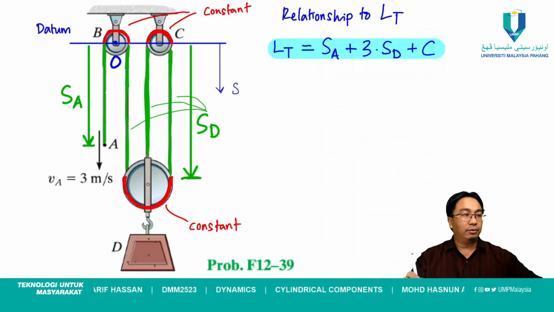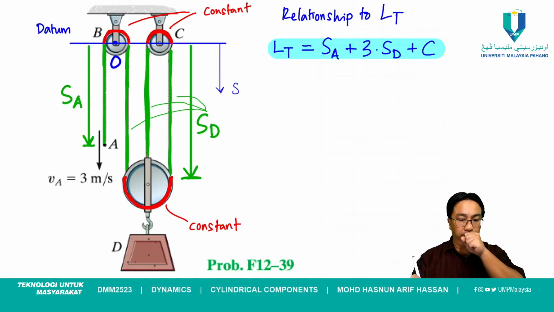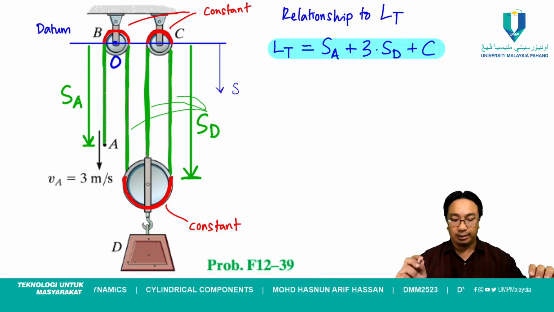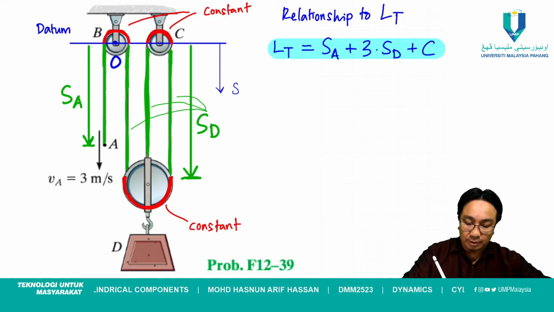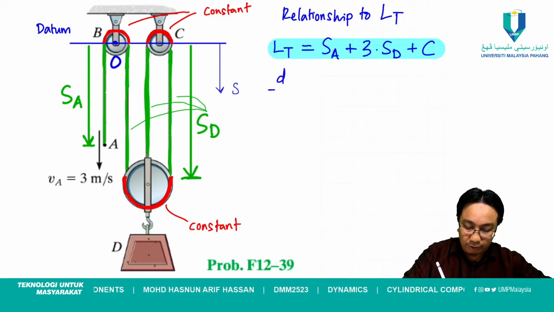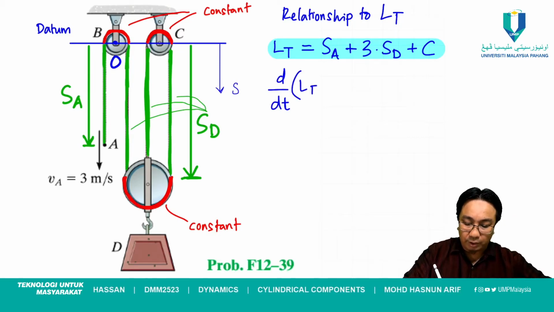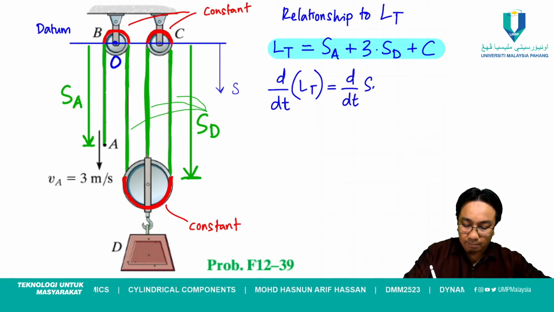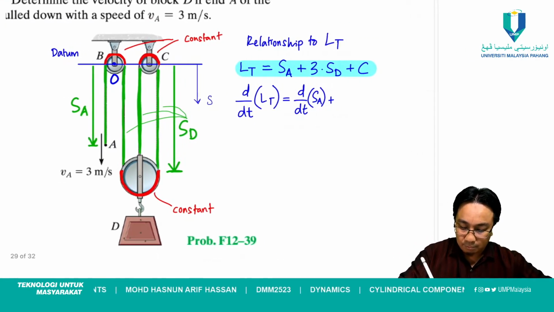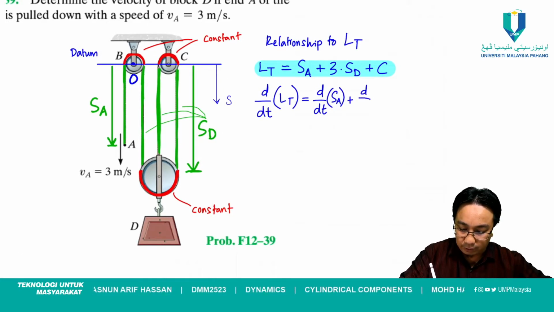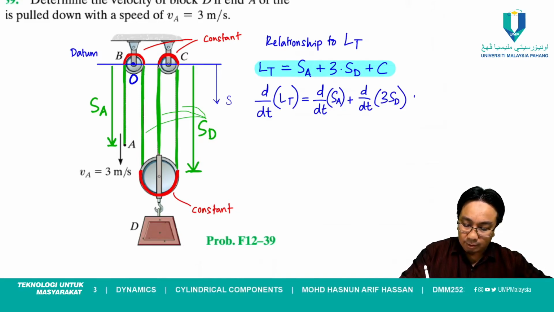Okay. Ada soalan tak tentang total length before we do the differentiation? Tak ada, sir. Okay. So kalau tak ada, next step is macam biasa lah, we differentiate. So d over dt of LT, which will be equal to 0, sama dengan d over dt of SA plus d over dt of 3SD plus d over dt of C.